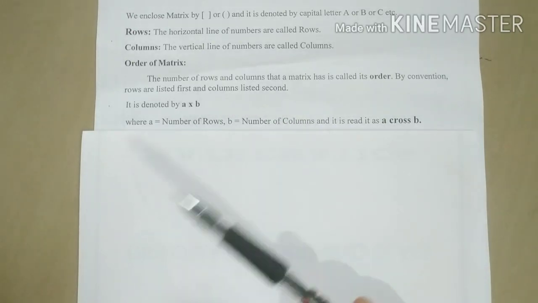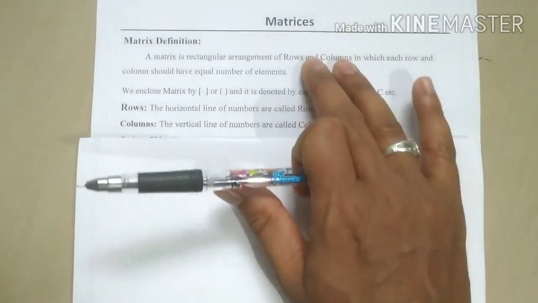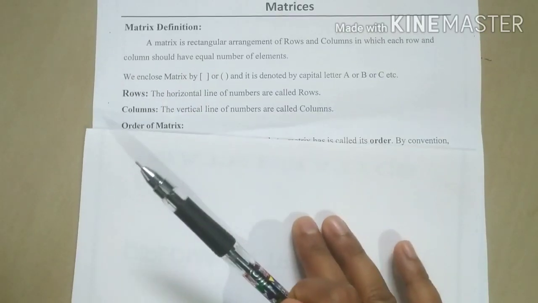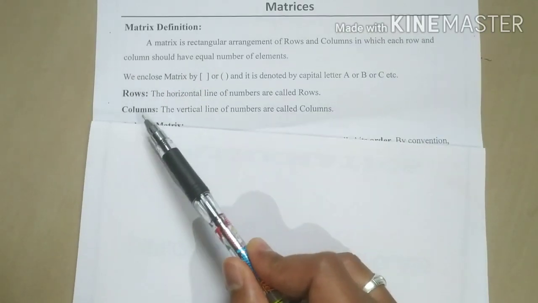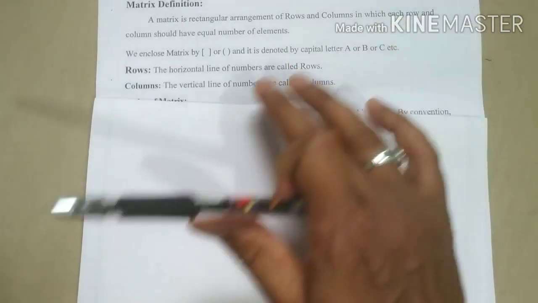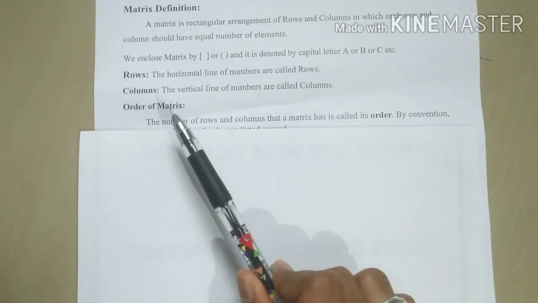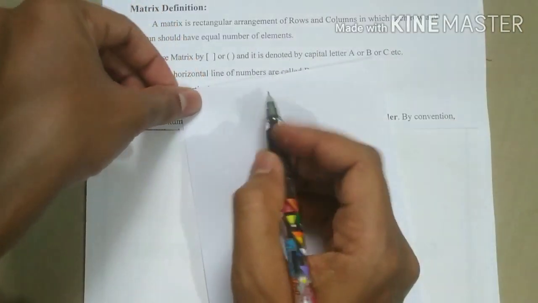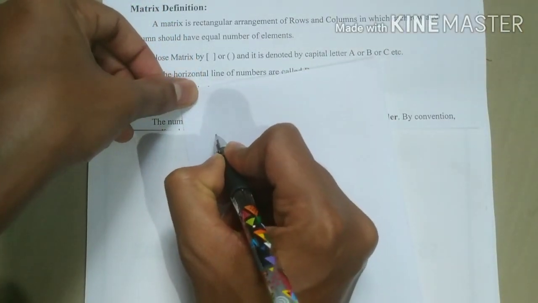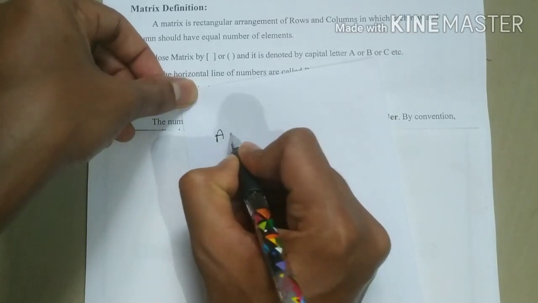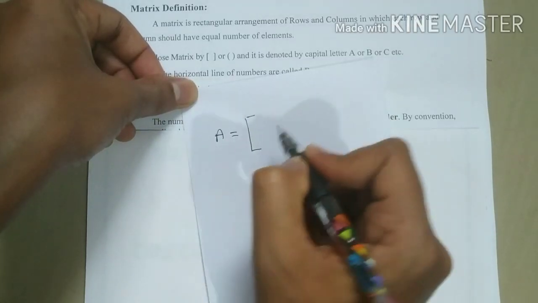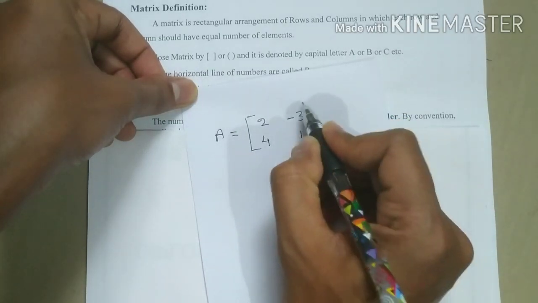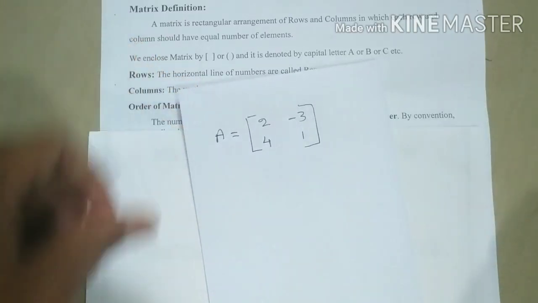Now I will take one example. In that example, you will understand the matrix definition, what is meant by rows, what is meant by columns, and what is meant by the order of the matrix. So one example I will consider. Capital letter A is equal to 2, minus 3, 4, 1. Yes, this is the matrix.